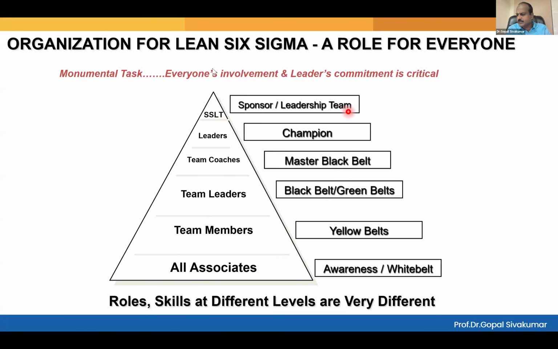And there are different belt levels created: white belt, yellow belt, green belt, and black belt, and then champion and sponsor. White belt means awareness about Lean Six Sigma. I really appreciate all of you because we have not pushed you to join the program. You all joined on your own. That means even before coming here, you are a white belt. Can I consider it like that? Because you are convinced about the benefits of Lean Six Sigma, you have decided yourself and you are participating in our program.